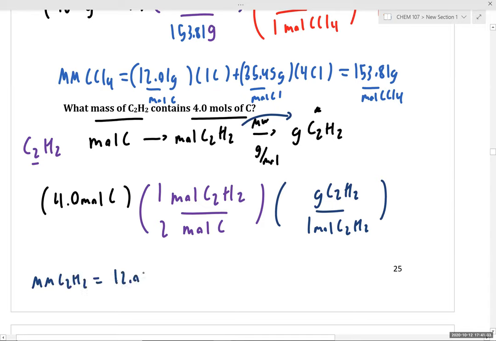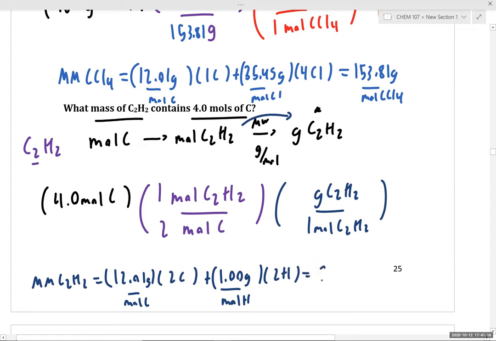So we take 12.01 gram per mole of carbon. We have 2 carbon atoms. We have 1.00 gram per mole of hydrogen. We have 2 hydrogen atoms. And that in turn gives us 26.02 gram per mole of C2H2.